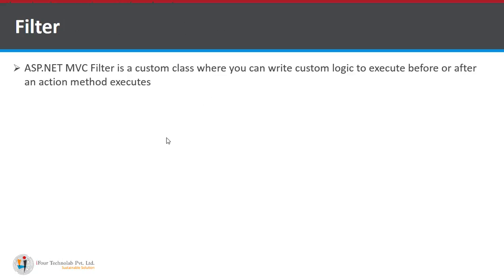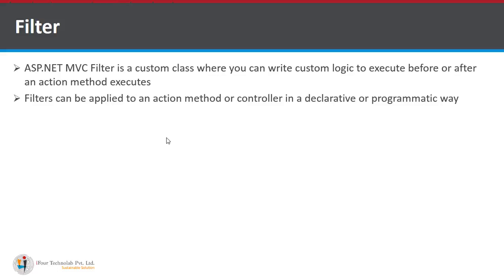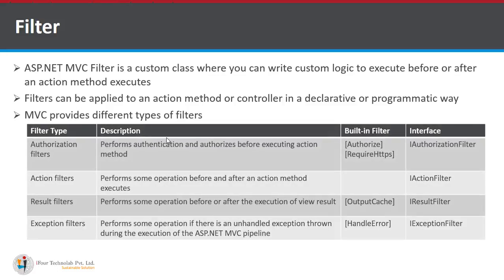An ASP.NET MVC filter is a custom class where you can write custom logic to execute before or after an action method executes. Filters can be applied to an action method or controller in a declarative or programmatic way. MVC provides different types of filters. That is the authorization filter. It is used to perform authentication and authorization before executing the action method. It belongs to IAuthorizationFilter. Built-in filters are Authorize and RequireHttps.